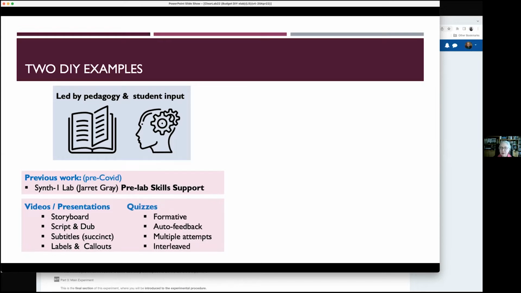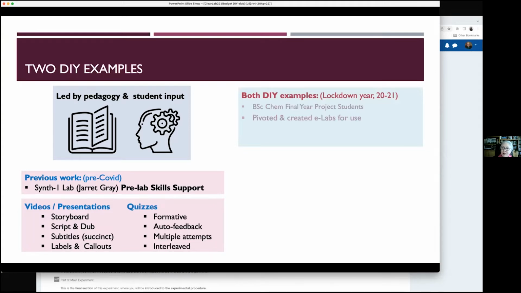So these are the principles that we learned from our previous work, and our students from last year, our lockdown year, used these principles, and they pivoted and created labs that we actually used for our teaching last year, using the principles I've just sort of addressed here.